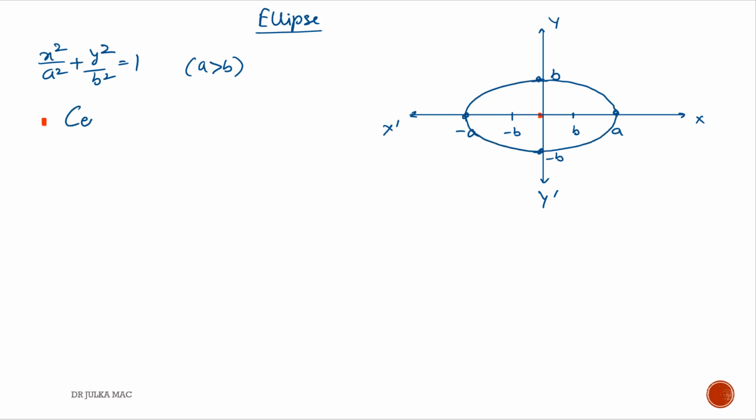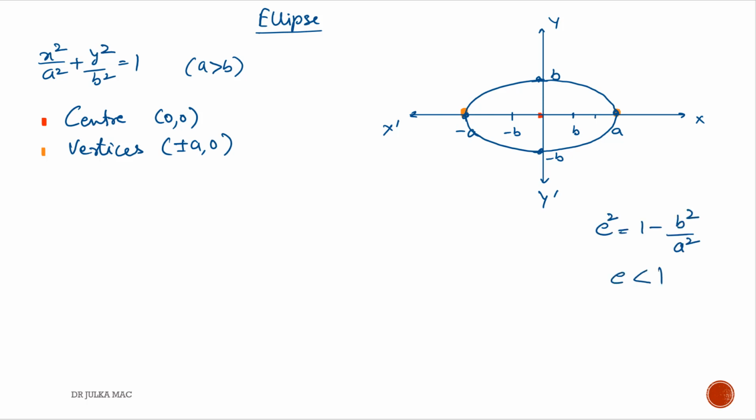We have center at origin, so center is 0, 0. Here we have two vertices at a and minus a, so vertices are plus minus a, 0. We can calculate e square using the formula 1 minus b square divided by a square. And always remember that here e is always less than 1.